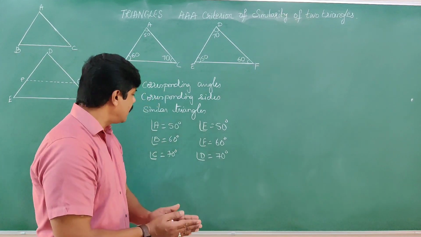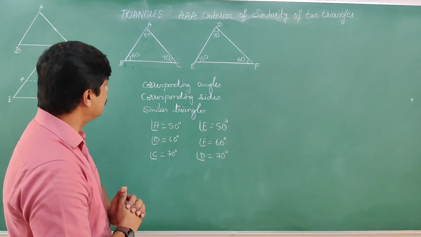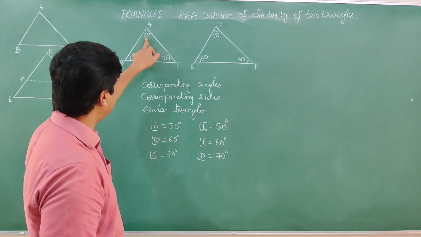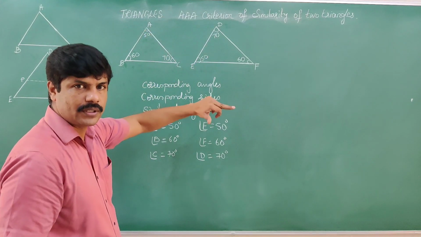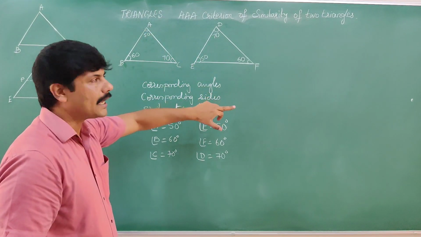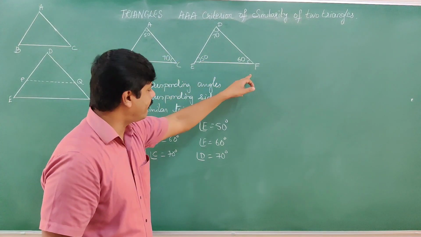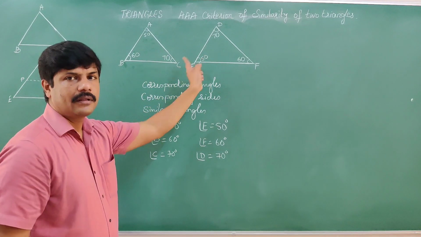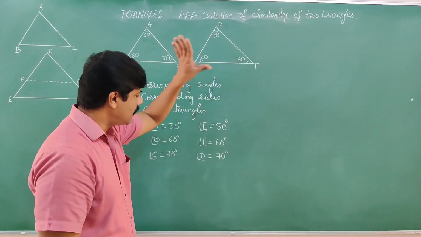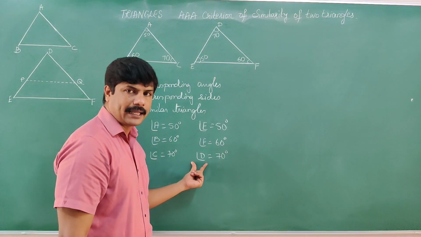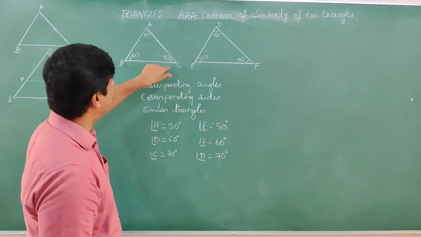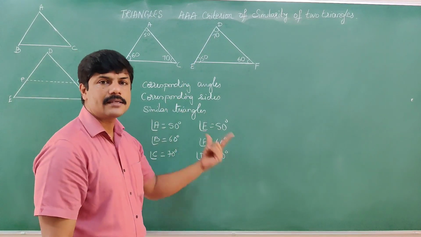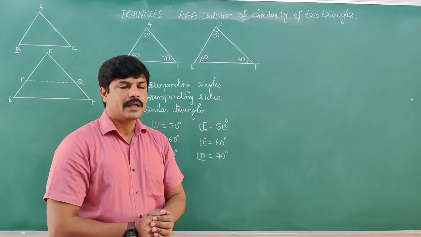So understood, children? Corresponding angles means they should have equal values. Angle A and angle E have equal values, therefore they are called corresponding angles. Angle B and angle F, the value is the same, therefore angle B and F are called corresponding angles. Angle C and angle D, the value is the same, and thus these two angles are corresponding angles.